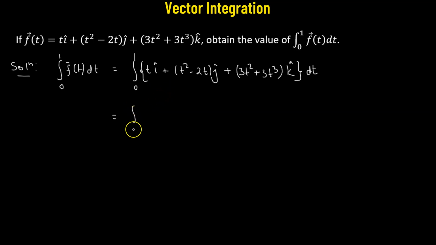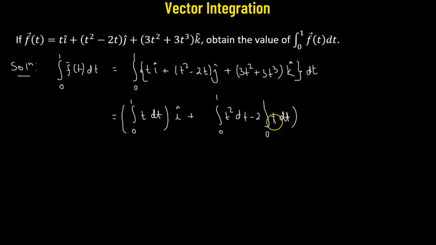So our first integral will be the integration going from 0 to 1 of t dt. This is going to be our x component, so we'll multiply it by i cap. Then we'll consider our second integral, the integration of the y component. That means the integral from 0 to 1 of t squared dt minus 2 times the integral from 0 to 1 of t dt. This will be multiplied by j cap.